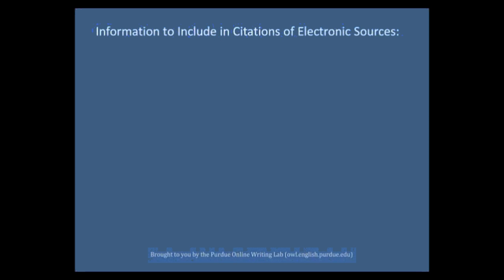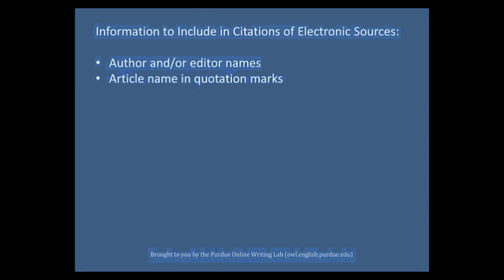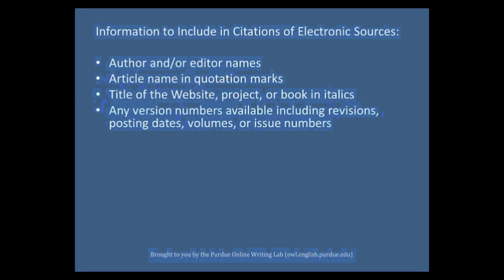Not every web page provides detailed information, but in general, try to include author and/or editor names, if available, article name in quotation marks, if available, title of the website, project, or book in italics. Remember that some print publications have web publications with slightly different names. They may, for example, include the additional information or otherwise modified information like domain names. Any version numbers available, including revisions, posting dates, volumes, or issue numbers.